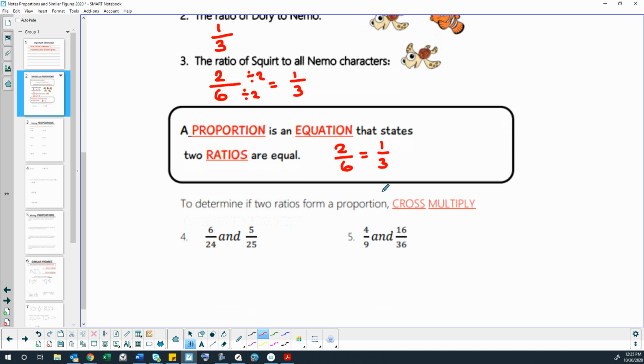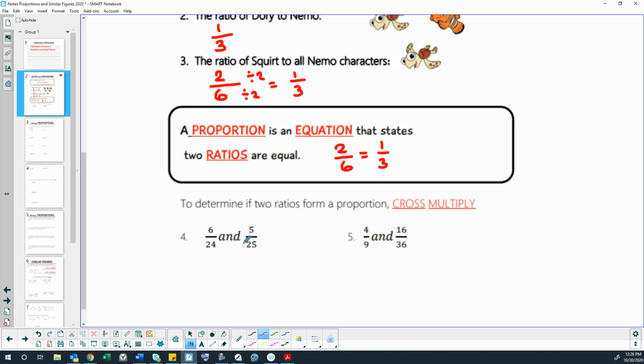Okay, in order to tell if 2 ratios make a proportion, we can cross multiply. So I want to know if 6 over 24 is the same thing as 5 over 25. If you cross multiply and you get the same number on both sides, then it is a proportion. And if you don't get the same number, then it's not a proportion. The problem I just barely did, if I cross multiply 3 times 2, I get 6. And if I multiply 6 times 1, I also get 6. So since both of those products equal 6, that means that this proportion is true. It is equal, and the 2 sides are equivalent.